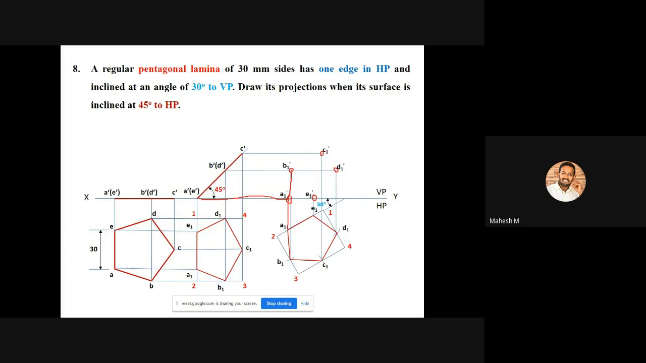So AB, BC, CD, DE and finally you can connect EA. So this is our final inclined front view. Okay, is it clear? Any doubts?